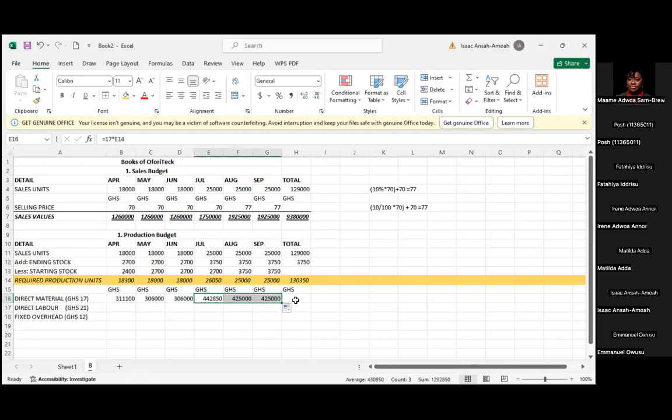Then we need to add them. We need to add this. So we're finding the total of this, from April to September. All right, the direct labor, we have to multiply the direct labor cost per unit, still with the required production unit. We multiply.